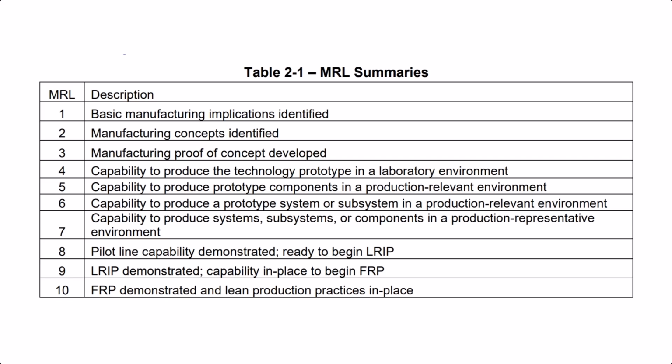And MRL 9 comes into play once a decision is made to begin low rate initial production. And the focus at this point is on meeting quality, throughput, and rate of manufacturing to enable transition to full rate production. In MRL 10, the system is in production, and lean practices and continuous improvement approaches are measured.